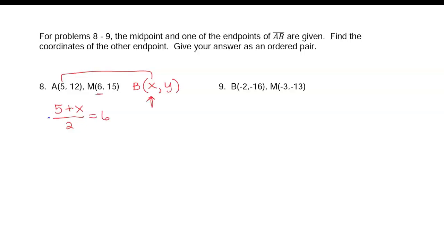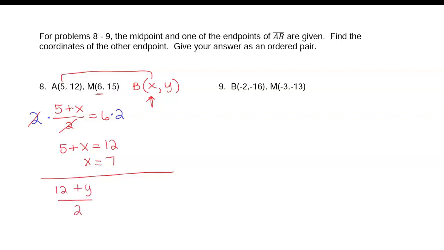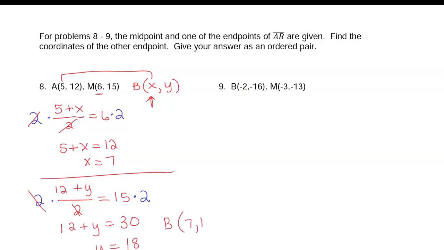So multiply both sides of this equation by 2, and you will get 5 plus x equals 12, and then minus 5. So x is 7. That is your x coordinate of B. Now your y coordinate. Take 12 plus y divided by 2 equals 15. Multiply both sides by 2. You get 12 plus y equals 30, and subtract 12 from both sides. So the coordinates of B are 7, 18.